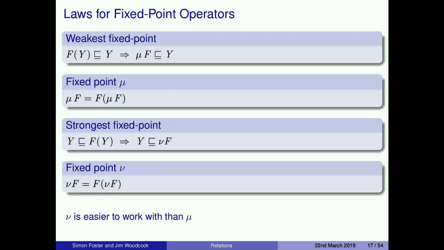But yeah, you have this kind of law for a fixed point operator, right? So this is the strongest fixed point operator, and this just tells us that nu of f is actually equal to f applied to nu of f, right? That's what it means for this to be a fixed point, that if I apply f over and over again, then it doesn't actually have any effect. So this is kind of like an iteration. It's like I'm unfolding the body of my program.